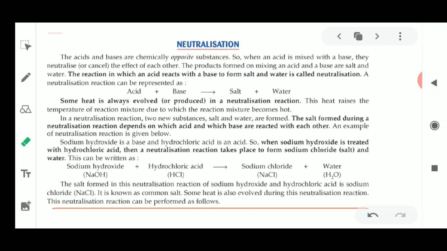So in this chapter till now we have discussed the types of acids, then the types of bases also, and we have discussed indicators and how we are going to distinguish between these two on the basis of the value of pH.